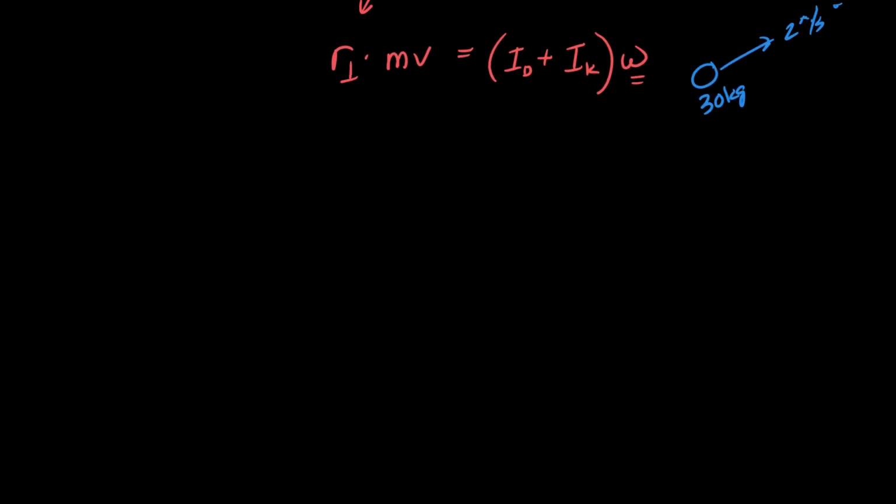Now, I don't think this part's very hard. Let's see if we can work it out. R perpendicular is just the radius of the disk, right? So that's 2 meters, because that's the merry-go-round. M is the mass of the kid. That's 30 kilograms. And how fast is the kid running? 2 meters per second. Yep.